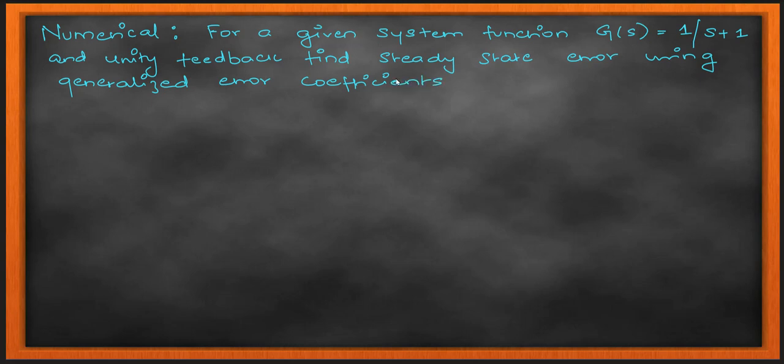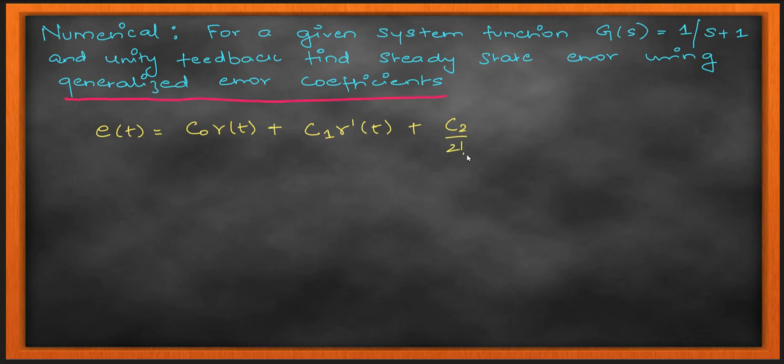From these three inputs you can find C0, C1 and C2, then r of t, r dash of t and r double dash of t. Let us say the question asks us to specifically use the generalized error coefficient method, which means I'm going to be using this method: e of t is equal to C0 r of t plus C1 r dash of t plus C2 by 2 factorial r double dash of t plus so on.